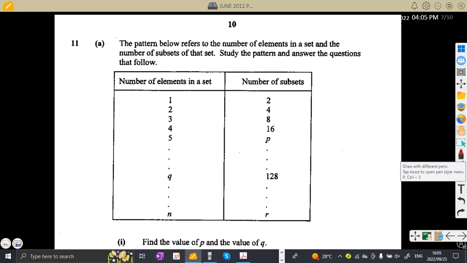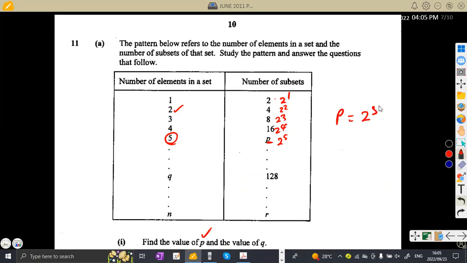I studied this and saw that these numbers are actually being obtained by raising to the power of 2. 2 to the power of 1 is 2, 2 to the power of 2 is 4, 2 to the power of 3, 2 to the power of 4. So this P is 2 to the power of 5, because we were asked to find the value of P. So P is 2 to the power of 5, which is 32.